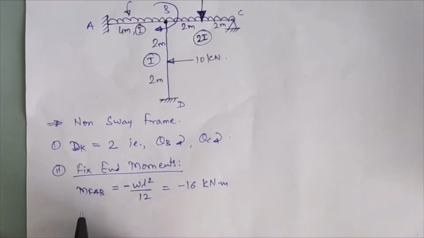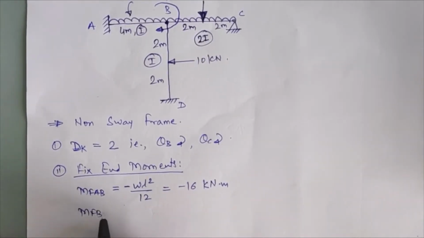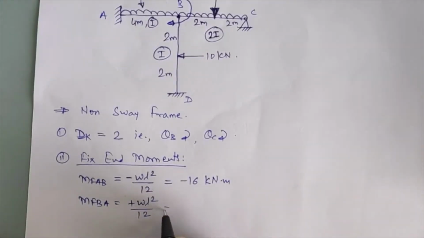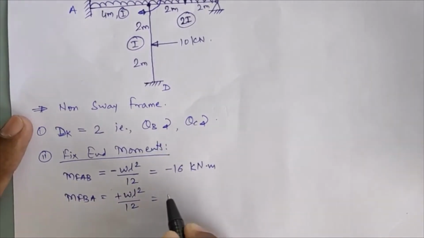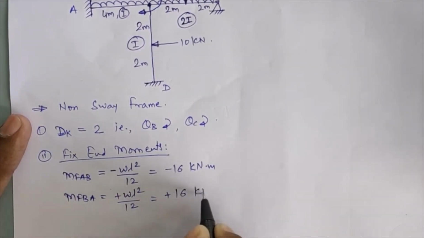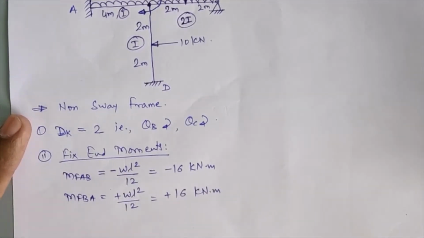In the same way we'll see the second fixed end moment, that is, MF BA equals plus WL square divided by 12. The same loading is there, just the sign changes, that is, the restoring moment will be clockwise in nature here, so we get plus 16 kilonewton meter.